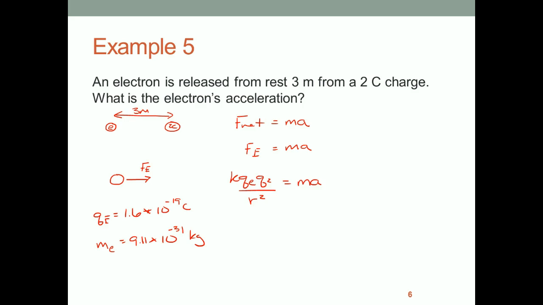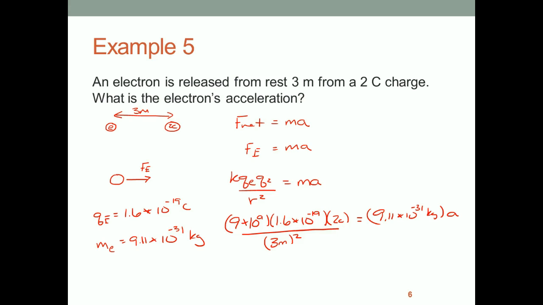Plugging in numbers, I get K is a constant at 9 times 10 to the 9th. The electron's charge is 1.6 times 10 to the minus 19 coulombs. Our other charge is 2 coulombs. Our distance, we are told, is 3 meters. The mass is 9.11 times 10 to the minus 31 kilograms. And the acceleration is what I want to know.